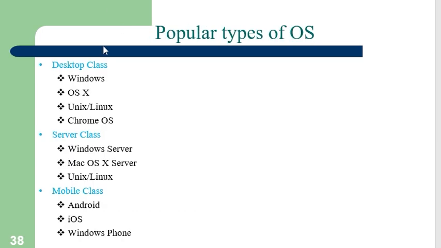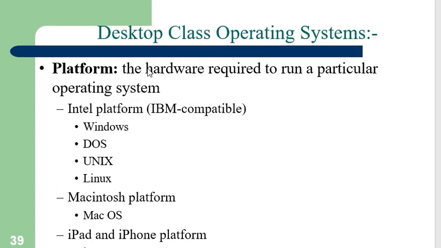The popular types of OS that are used in desktops are Windows, OS X, Unix, Linux, Chrome OS, and then the server class are Windows Server, Mac OS X Server, Unix or Linux. In the mobile class, Android, iOS, Windows Phone. These are the most popular types of OS.